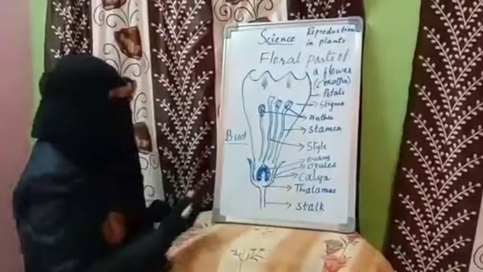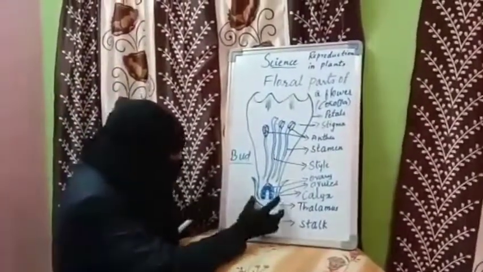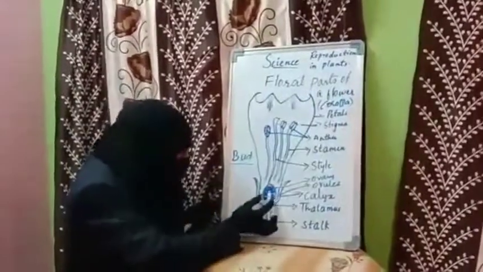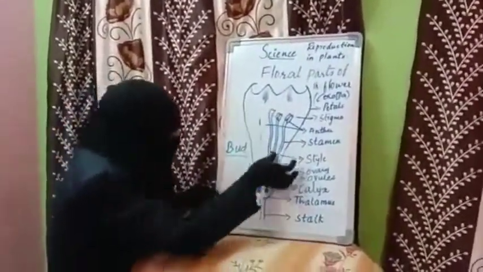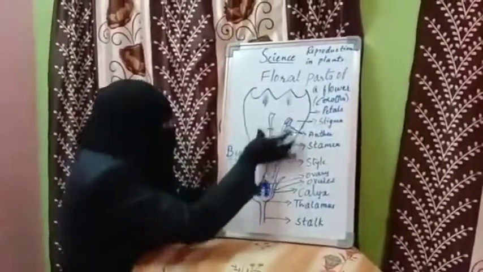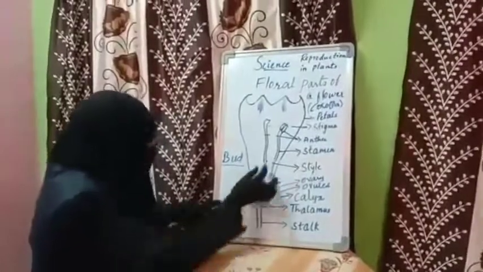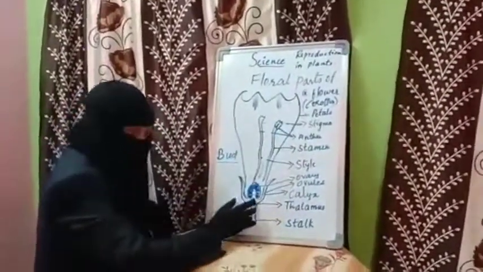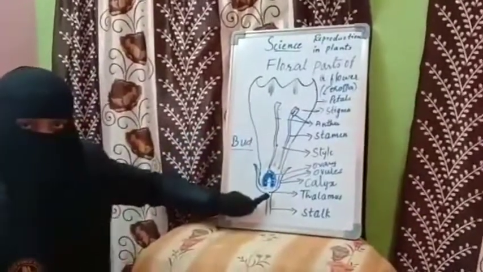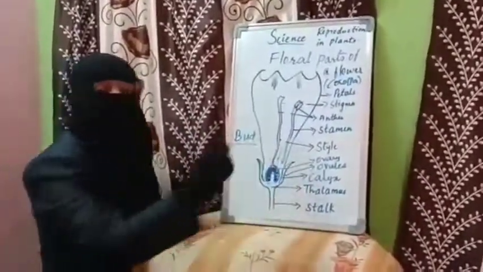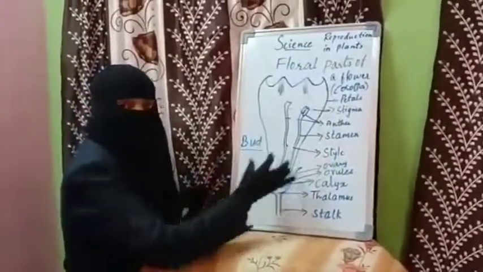Okay, next moving on to the next part. If you remove the thalamus, sepals and the petals, you can see this structure which is drawn here. I am erasing so you can see the structure I want you to focus on. This structure is called the ovary, or rather the pistil. This complete structure is called the pistil.